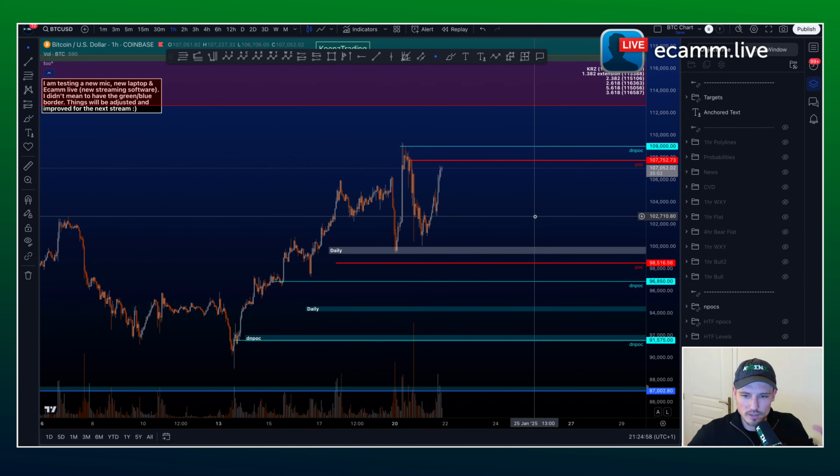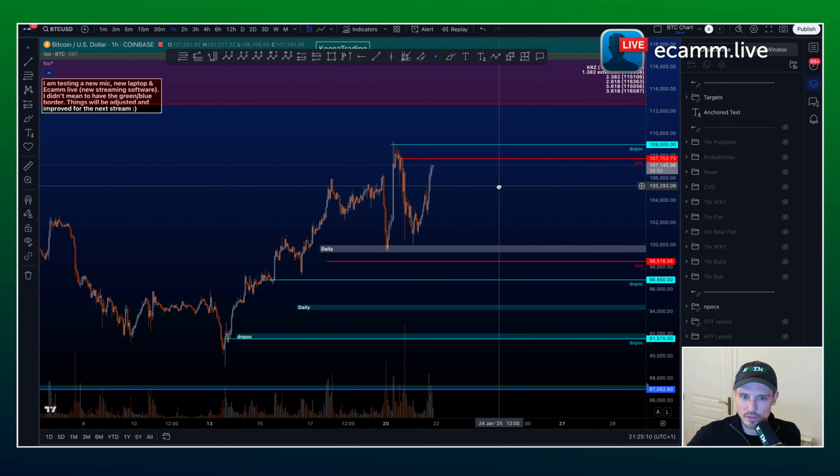Now, just with regards to support and resistance, we do have a little bit of resistance above us, right? Point of control of the all-time high range and a daily naked point of control at 109K. So we have a little bit of resistance to the upside.